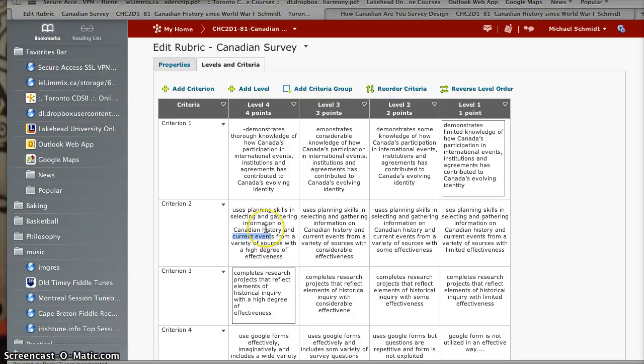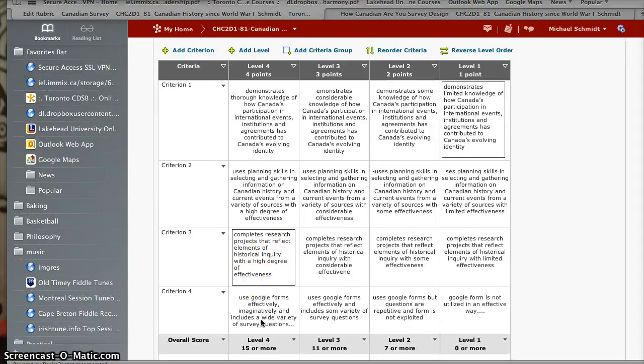Not just the content, but things that are happening that affect you today. The last 10 years of your existence on this earth matter as well, and you can use all sorts of things from that time period. Complete research projects that reflect the elements of history inquiry with a high degree of effectiveness. That just means that you're making decisions and including things that are important.